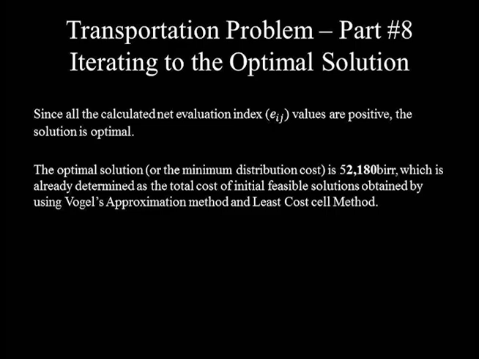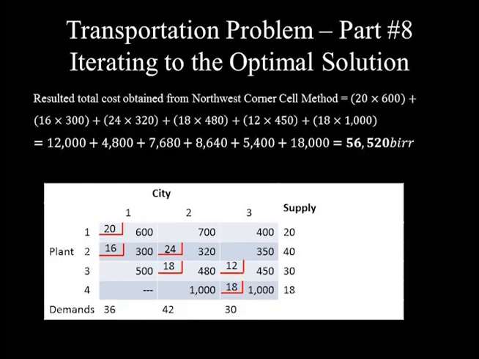In part 2 of this installment, the initial feasible solution for this same problem was set by using northwest corner cell method, and the feasible solution looks like this. The total transportation cost of this initial feasible solution is 56,520, which is more than the optimal transportation cost by the amount equal to 4,340. Thus, it's obvious that this initial feasible solution has to go through some iterations in order to make it optimal.